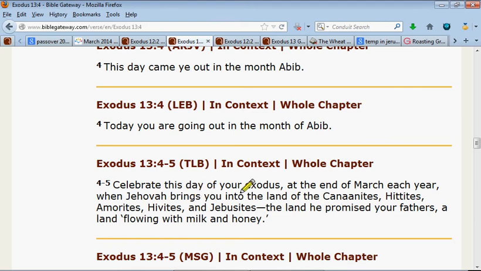Celebrate this day of your exodus at the end of March each year. Well, spring, we'll say it's the 21st. You add 7 days for the celebration, or 8 days. You get to the end of March. But they are to celebrate it in that month, not the next month or whenever the 7 days would take them. Obviously, spring doesn't change. So we're talking about March here. We're not talking about the harvest. We're talking about spring, new corn, March.